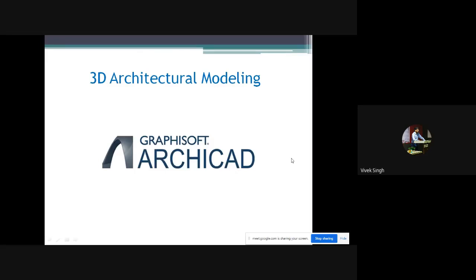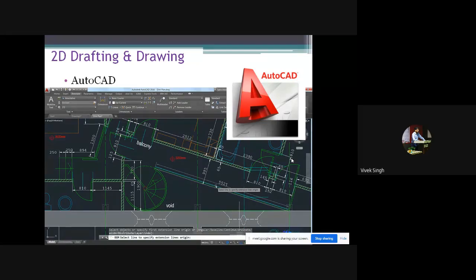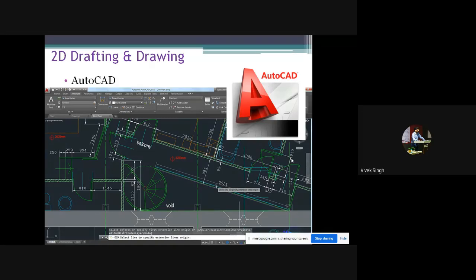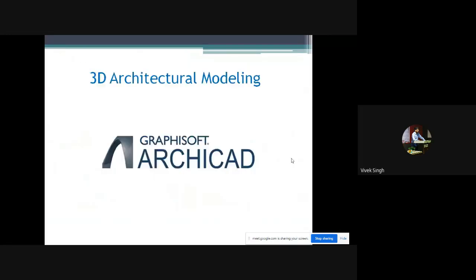Next, 3D architecture modeling. So when I said do not use 3D modeling in AutoCAD, I was actually telling you about this. Use ArchiCAD. AutoCAD is from Autodesk. So you can go to the Autodesk website and download AutoCAD for free. It is free for students, for 3 years, I guess. Last time I downloaded and installed, about 1 year back, I got the license for 3 years.